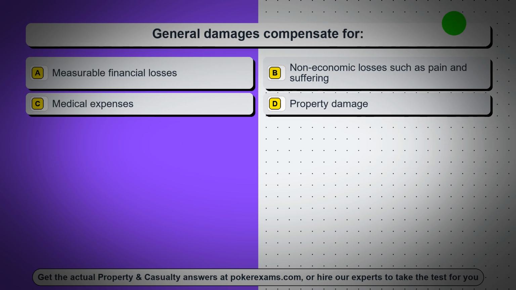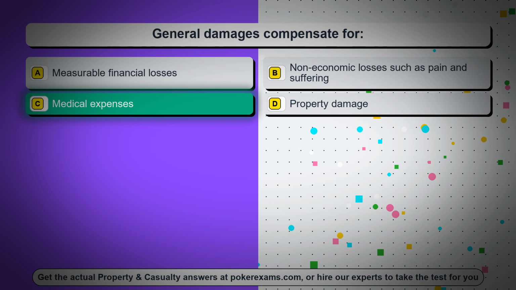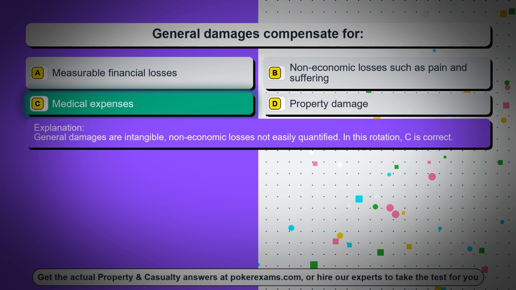Question 25. General damages compensate for option A, measurable financial losses. Option B, non-economic losses such as pain and suffering. Option C, medical expenses. Option D, property damage. The correct answer is option C, medical expenses. General damages are intangible, non-economic losses not easily quantified. In this rotation, C is correct.